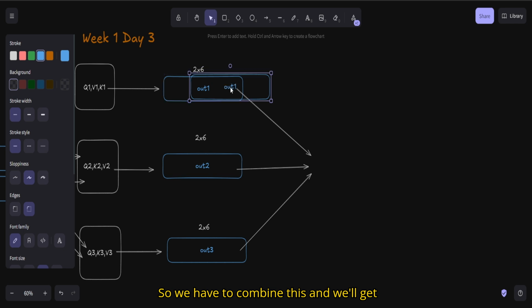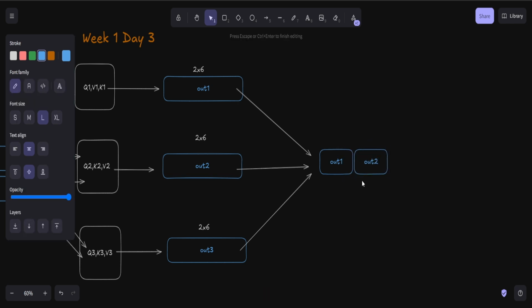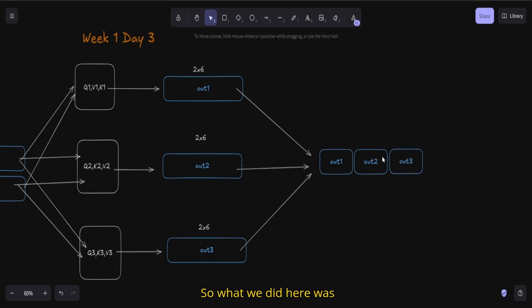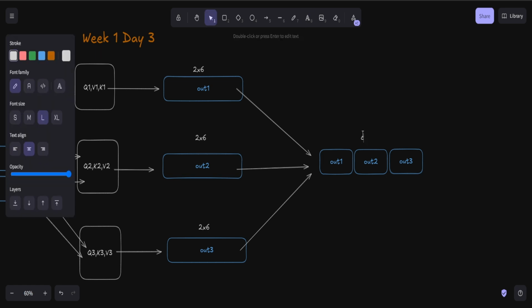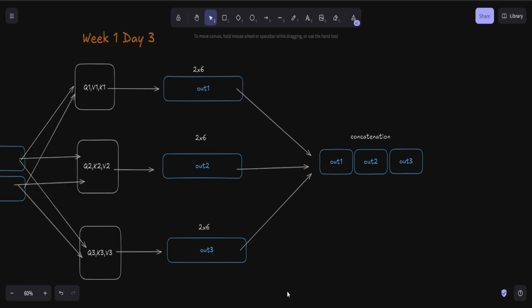So we have to combine this and we'll get this. I'll shorten this to fit in the diagram. So this is out 1, out 2, and out 3. So what we did here was concatenation. We concatenated all the results. So see, as I said, remember, Rohan shot Mohan with a gun.